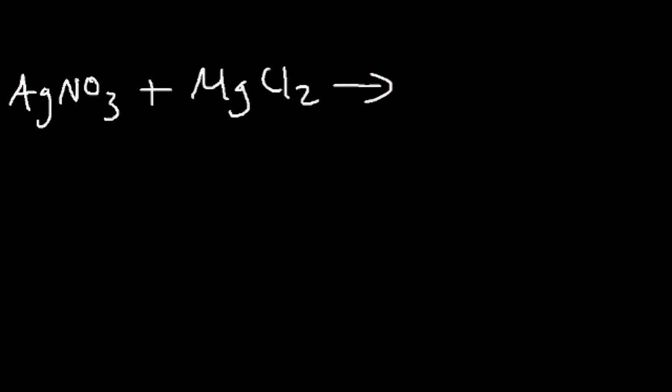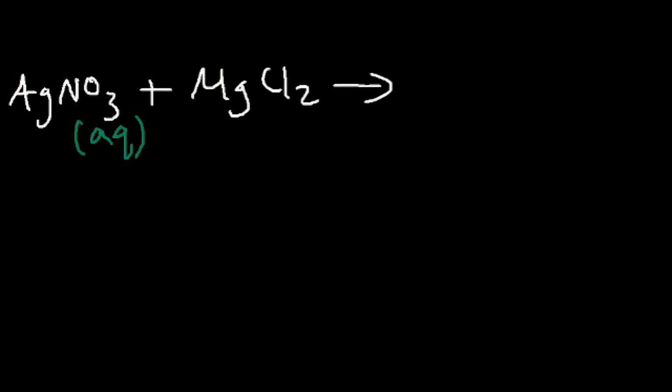Now consider this reaction. Let's say we have an aqueous solution of silver nitrate plus magnesium chloride, and we want to find out what the products for this reaction will be. Nitrates are always soluble, so this is going to be aqueous. To know this, you need to understand the solubility rules.